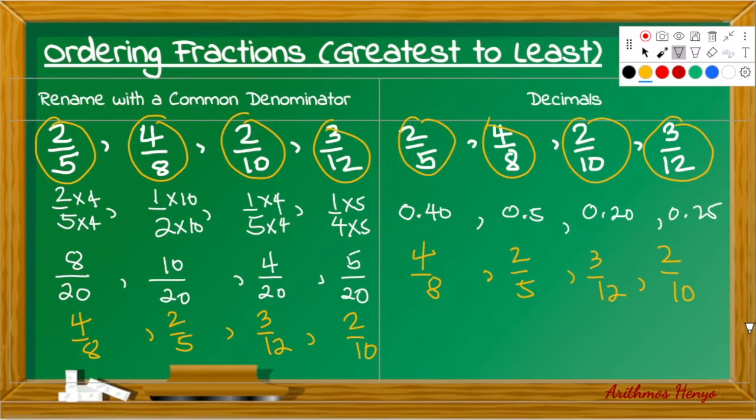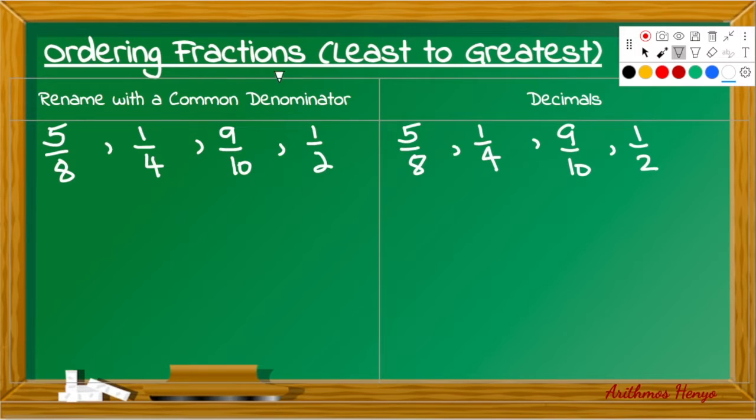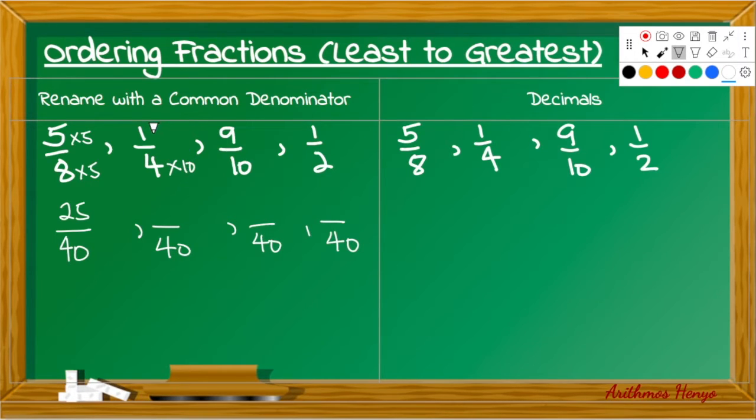For this example, we will order fractions from least to greatest. Let us rename. The denominators are 8, 4, 10, and 2. And simply, the LCD is 40. And then, let us write the equivalent fractions. 40 divided by 8 is equal to 5. Multiply by 5 equals 25. 40 divided by 4 is equal to 10. 1 times 10 is 10.